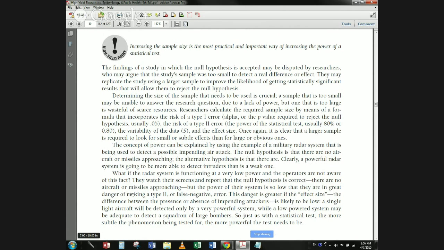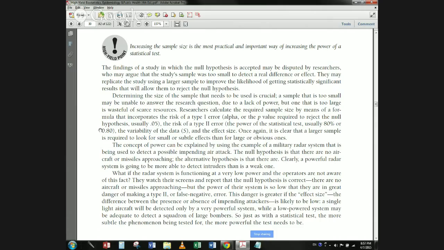Determining the size of the sample that needs to be used is crucial. A sample that is too small may be unable to answer the research question due to a lack of power, but one that is too large is wasteful of scarce resources. Researchers calculate the required sample size by means of a formula that incorporates the risk of a type 1 error, alpha, or the p-value required to reject the null hypothesis, usually 0.05, the risk of a type 2 error, the power of the statistical test, usually 80% or 0.80, the variability of the data, and the effect size.